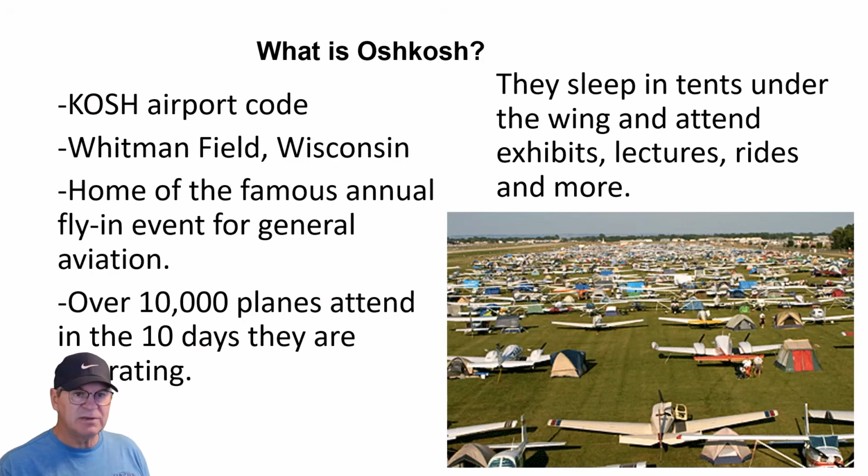All these planes came in on the FISK approach, all these planes had to land, and they came and pitched their tents and they stay there for the whole 10 days or so. So Oshkosh is an airport code, KOSH. It's at Whitman Field, Wisconsin. This is named after Steve Whitman, who was a manager there back in the 60s and 70s. And he brought this whole EAA fly-in to Whitman Field, and they named the airport after him. You can see that name right up on the passenger terminal of the airport, home of the famous annual fly-in event for general aviation.